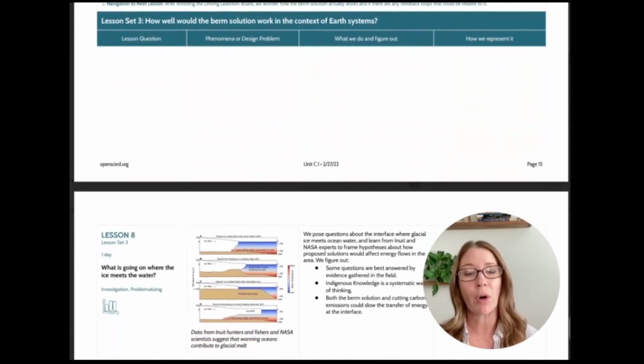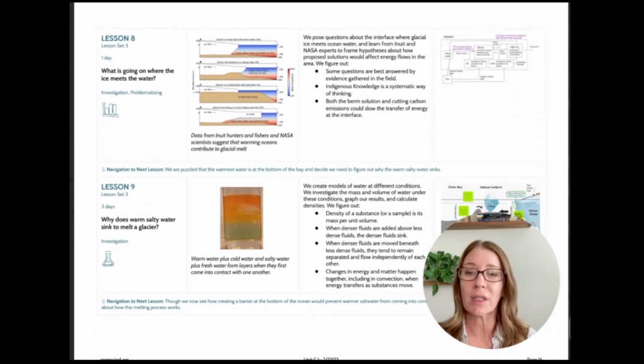In lesson set 3, we're going to go deeper into the other solution, which is the berm solution. And so we want to know how well that berm solution would work in the context of Earth systems. The first lesson of this third lesson set is going to answer the question, what is going on where the ice meets the water? So we're provided with a diagram that shows the ice is this white area, the water is the blue and the red, and that's a temperature variance.